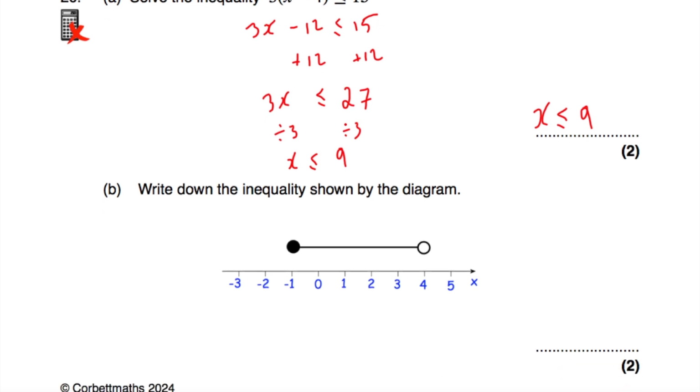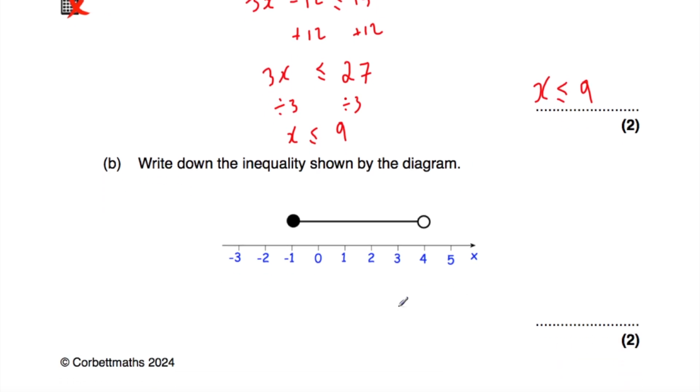Okay, then part B. Part B says, write down the inequality shown in the diagram. So let's write down the inequality as shown in this diagram. So x is going to be bigger than or equal to negative 1, but less than 4. And that's it. x is bigger than or equal to negative 1, but less than 4. Okay, let's look at our next question.